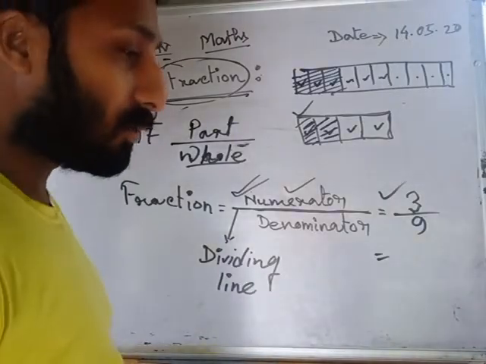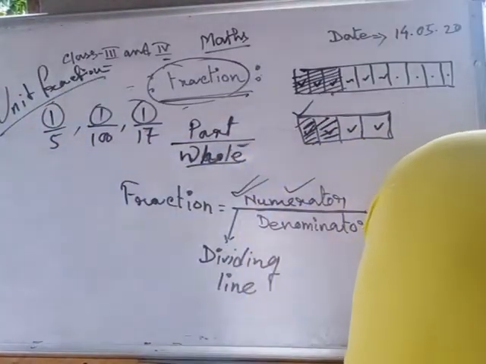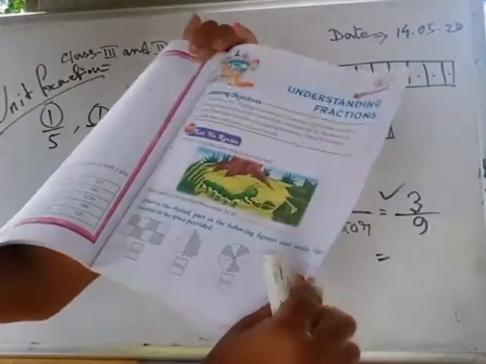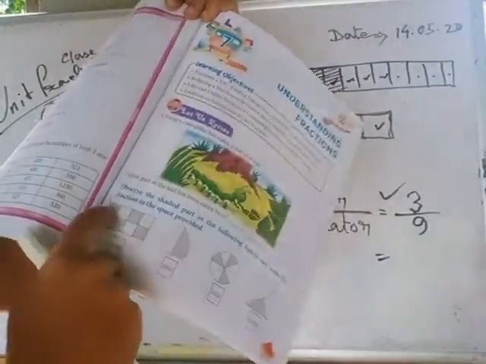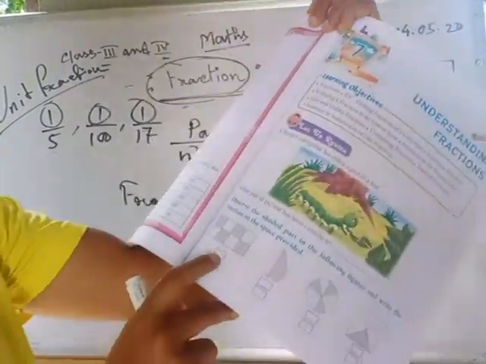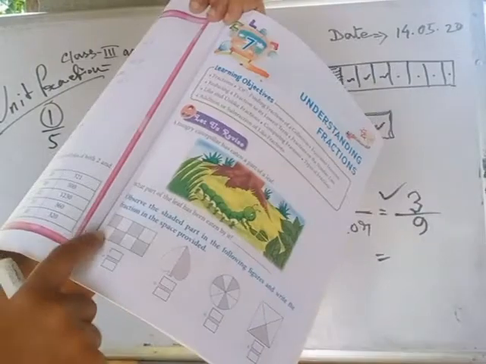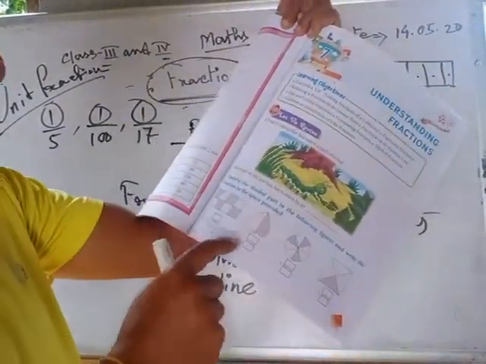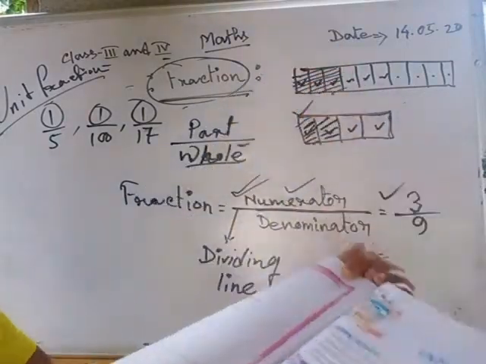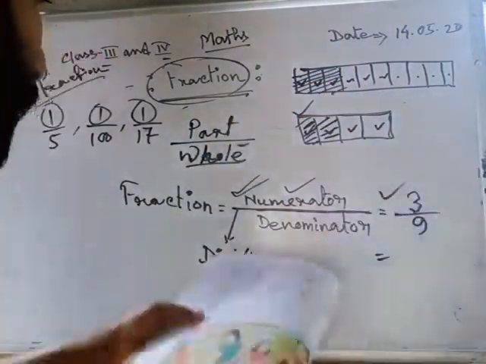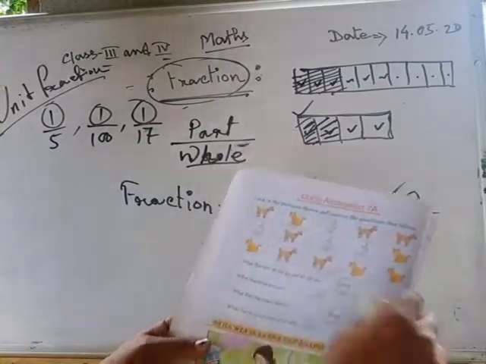Okay, thank you my dear students. Also I will tell you something from class 3 and class 4. Class 4 is also the same, shaded parts. How many parts will be shaded? You will write that in the upper portion as the numerator, and you will write the total number of segments as the denominator, the lower portion of the fraction.